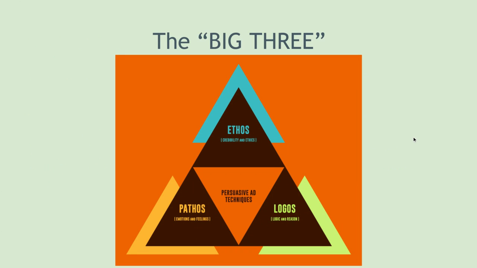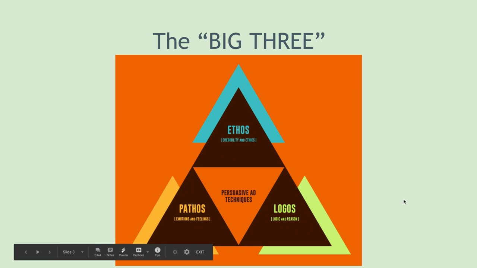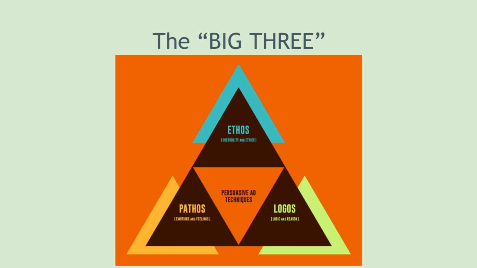So a review here of our big 3. We have ethos, credibility, and ethics. That's when we have somebody who should know better, a believable source telling us that we need to believe something, do something, buy something. Logos is logic and reason. This is when the advertiser or creator of propaganda, or creator just in general, will use logic and reason to appeal to us and try to convince us. So they might use facts or statistics.